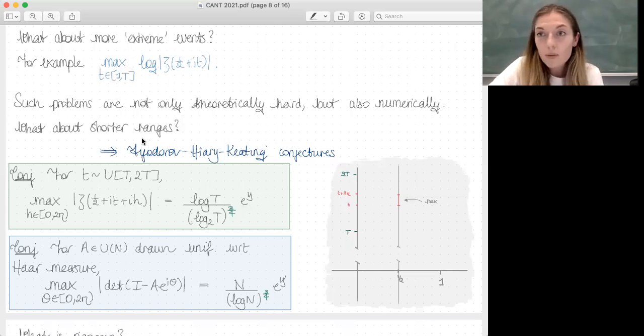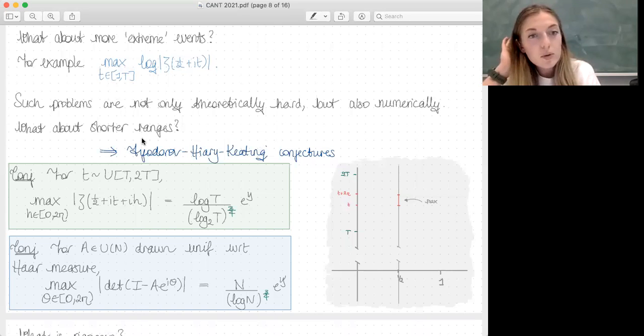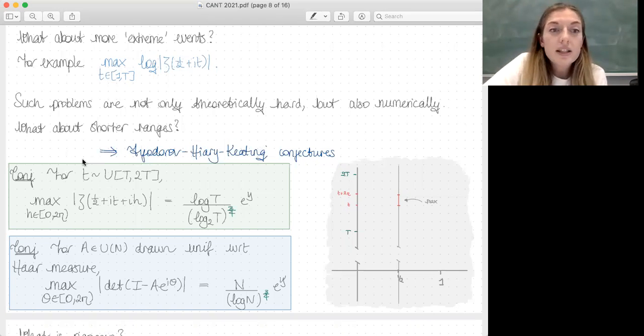I think you'll hear a lot more about this in the talk subsequent to mine, but let me at least give the statements. I'm going to choose a point randomly, as in my cartoon on the right-hand side. So in the long range, instead of asking a question of the maximum of this whole range, I'm going to pick a point randomly inside the range and look at a small window. What's the maximum on this small window? Here it's of length 2 pi. And the FHK conjecture tells us actually a lot of information.